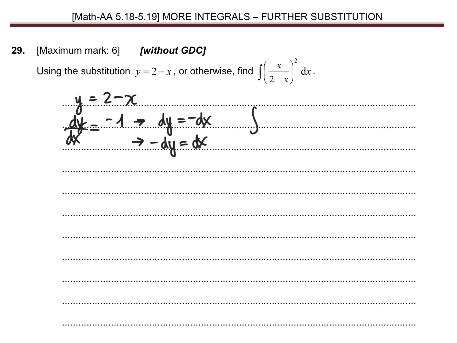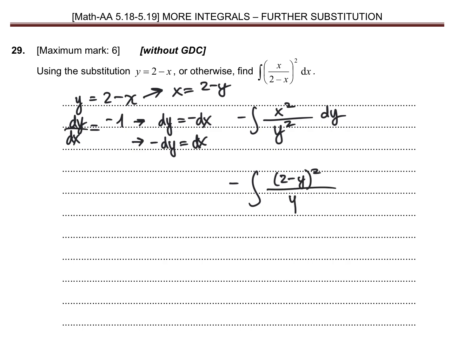Okay, so this becomes x squared over y squared. dx is negative dy, so I'm going to take out that negative. Okay, looks very unhelpful, right? Because now we've got x's and y's and dy's. Okay, so x is going to be 2 minus y, right? So this is going to be 2 minus y squared over y squared dy.